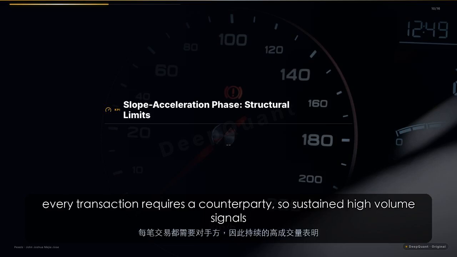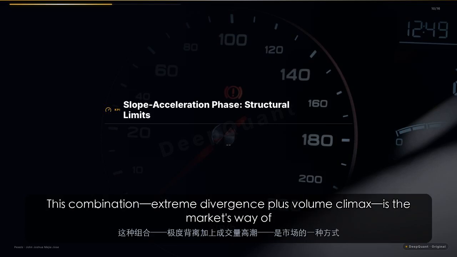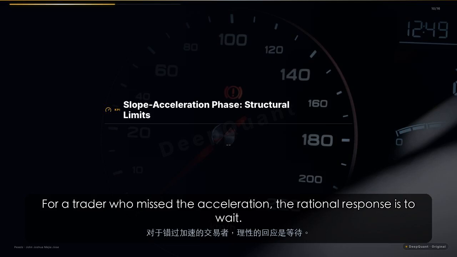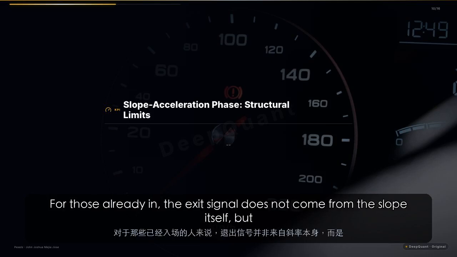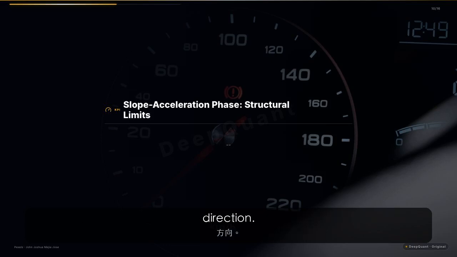Every transaction requires a counterparty, so sustained high volume signals that a large pool of capital is exiting even as new capital enters. This combination, extreme divergence plus volume climax, is the market's way of signaling that the current slope is unsustainable. For a trader who missed the acceleration, the rational response is to wait. For those already in, the exit signal does not come from the slope itself, but from the first lower-level structure that threatens to reverse the MA direction.